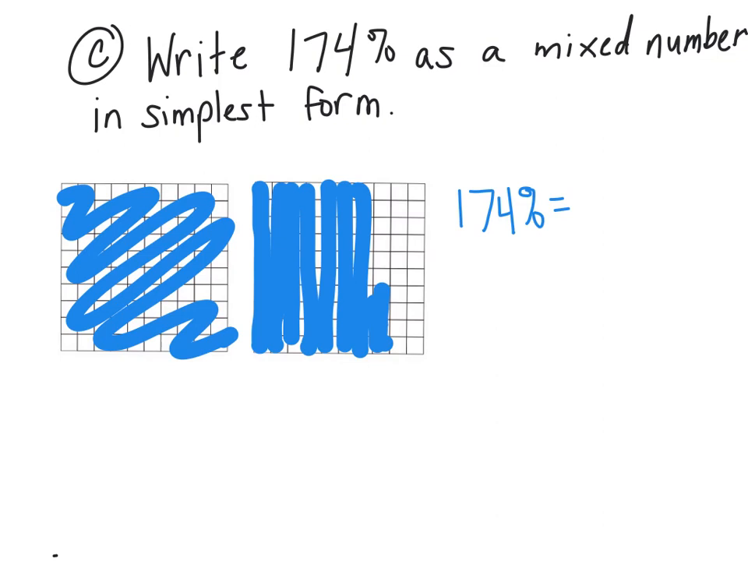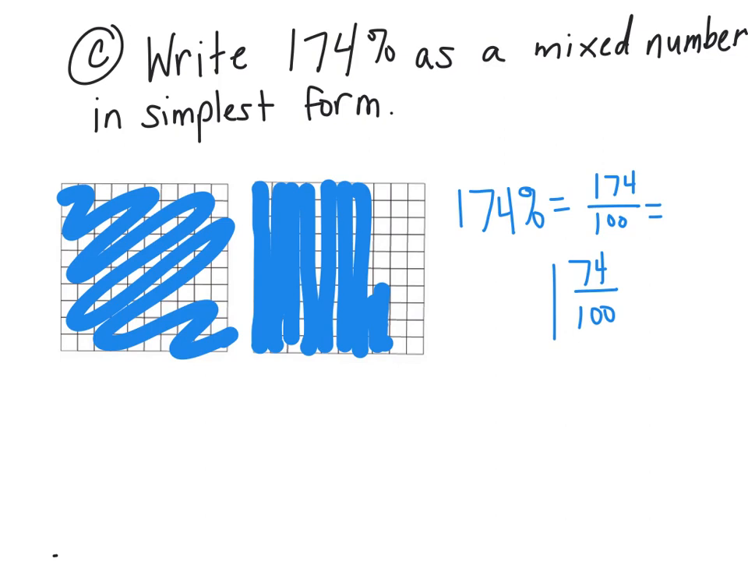So this time 174% is equal to 174 100ths of those small squares, and we still have to do that in simplest form. The first thing we're going to want to do here is turn that improper fraction, because 174 is greater than 100, into a mixed number. So I know I can get one whole group of hundreds with 74 left over out of 100, and then I can see that 74 and 100 can both still be divided.